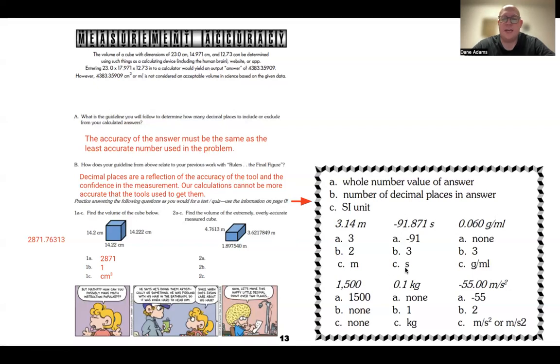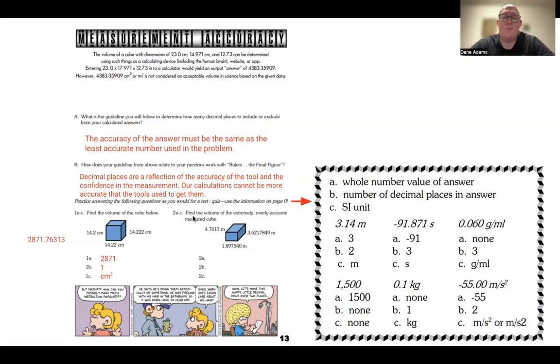It could be meters or seconds, it could be kilograms. You're going to see the units we start dealing with in physics kind of get bigger and longer, but whatever it is, that's what you put down here. I don't want any numbers for part C. I just want the unit. And so this would be the correct way to answer this if it showed up on a test.